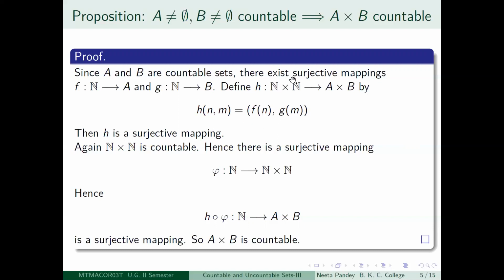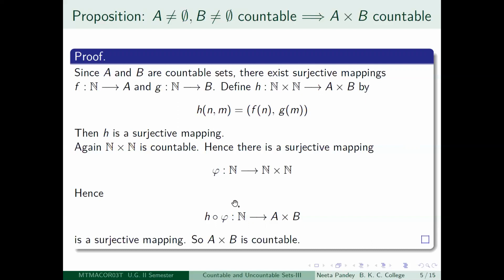Now, you have already seen that N cross N is a countably infinite set. So by our characterization again, there is a surjective mapping from the set of positive integers to N cross N. So let us call it something, phi.